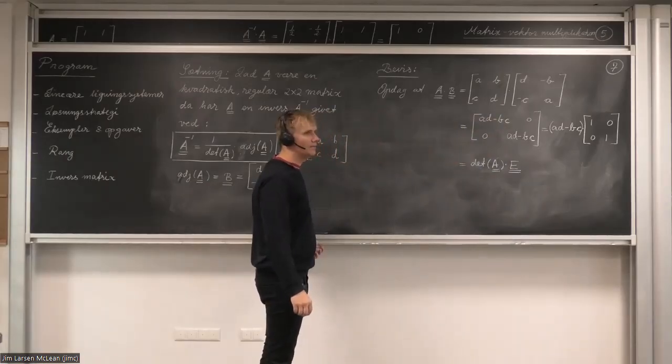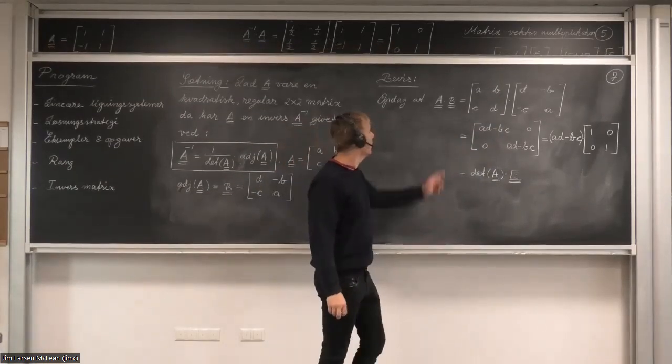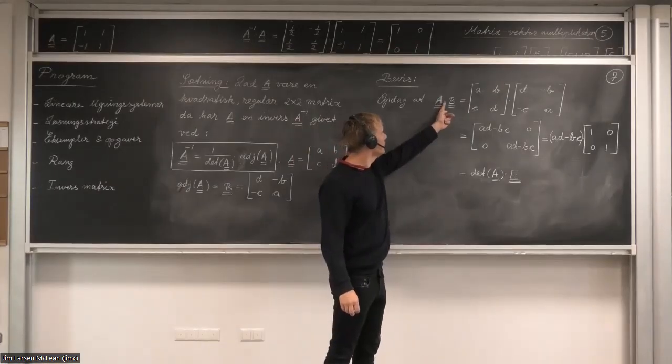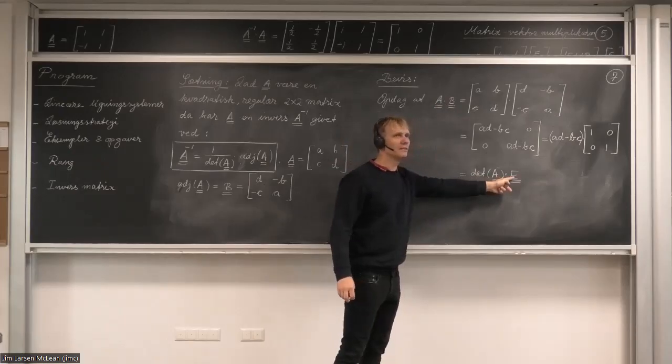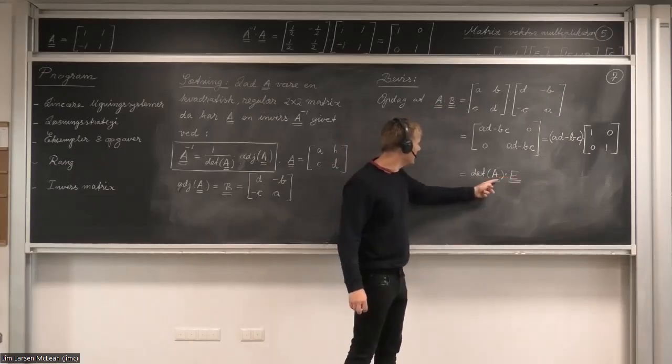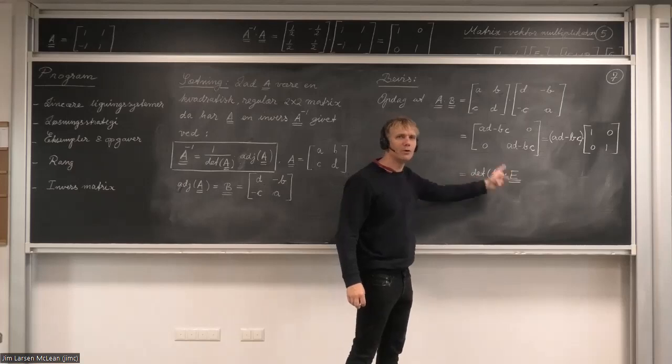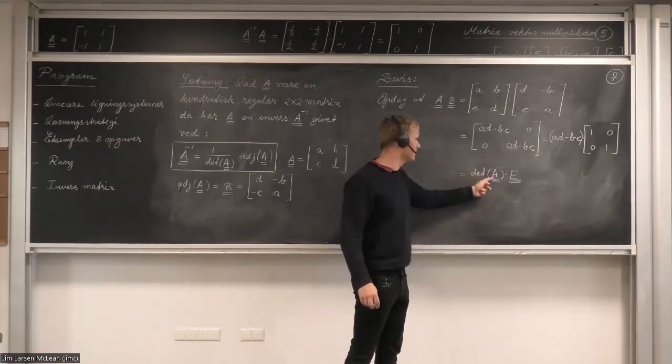Are you following that? So what exactly have I discovered? I have discovered that A multiplied by this matrix gives the determinant times the identity matrix. Then I get a bit annoyed that this is there, because I would rather have it just say the identity matrix.